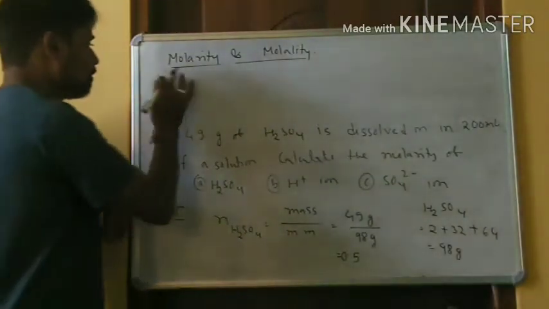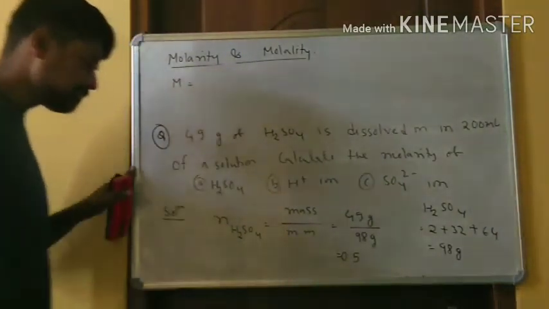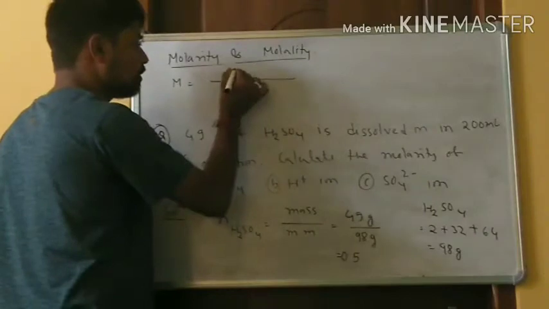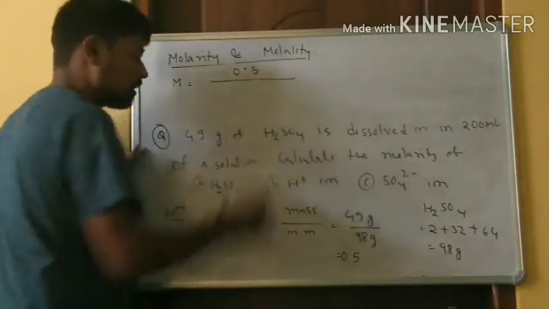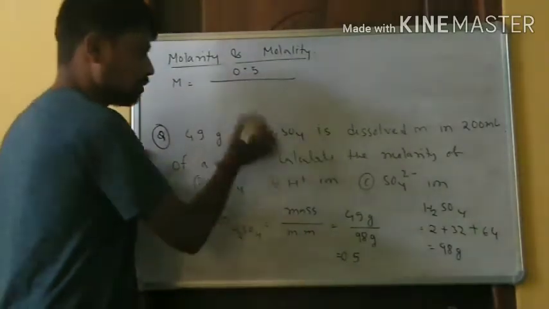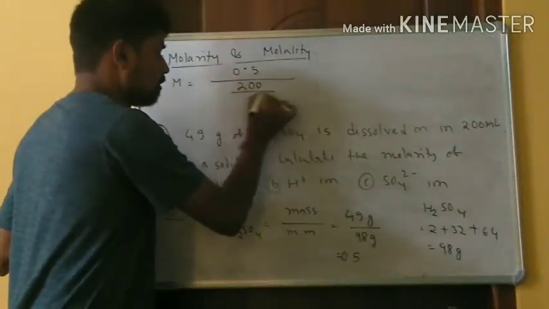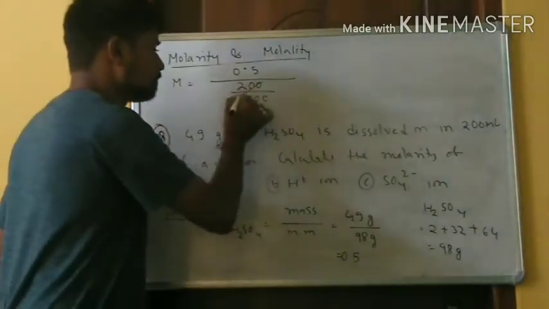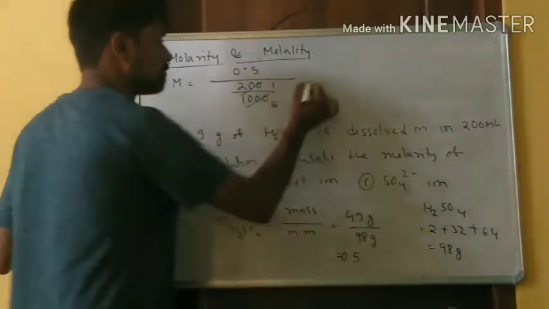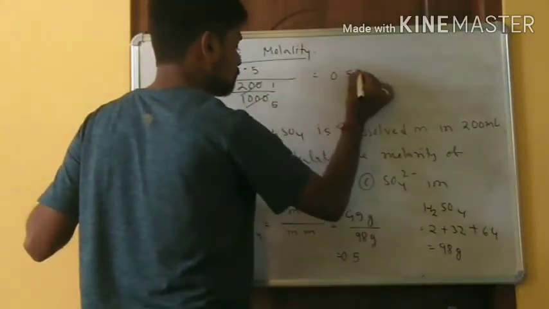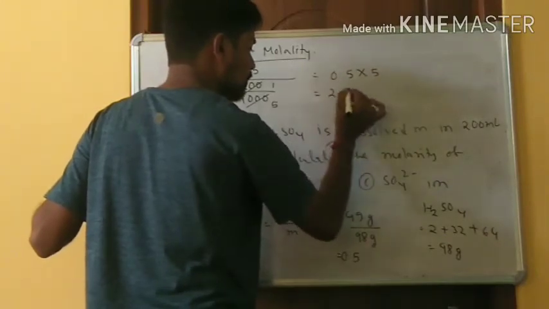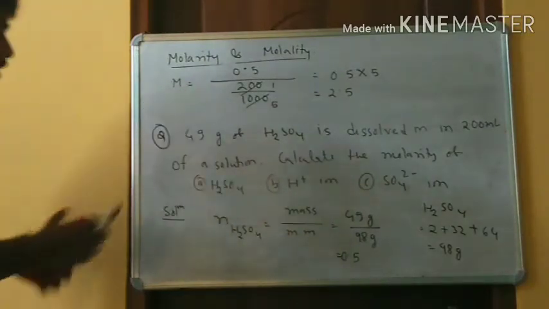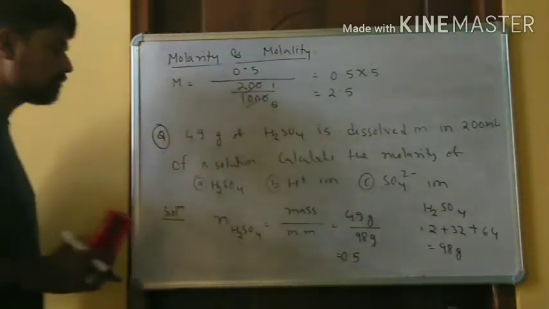Now the molarity of H2SO4 will be the number of moles of H2SO4, which is 0.5, divided by the volume of solution in liters. The volume of solution is 200 ml, which we have to divide by 1000 to make it in liters. So the molarity of H2SO4 is 2.5.